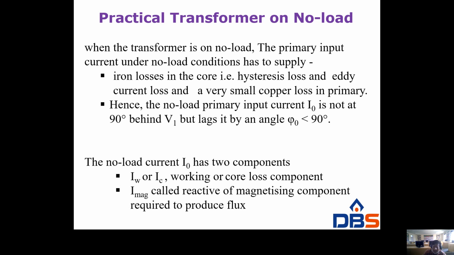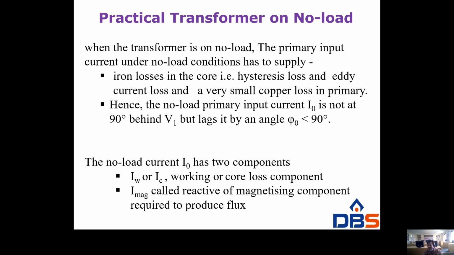Now, this is the most important. Practical transformer on no load condition. When the transformer is on no load condition, the primary input current under no load condition is drawn from the supply. That means it may produce some losses, that is iron losses in the core. As usual, iron losses contain hysteresis and eddy current losses, and very small copper losses in the primary. Hence, no load primary current I0 is not at 90 degrees behind V1 but lags it by an angle less than 90 degrees.